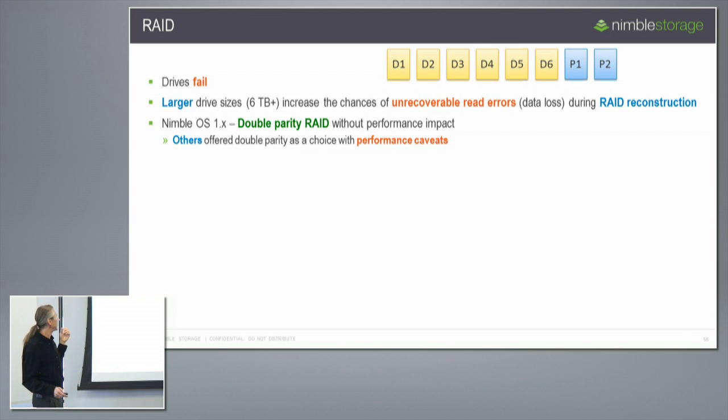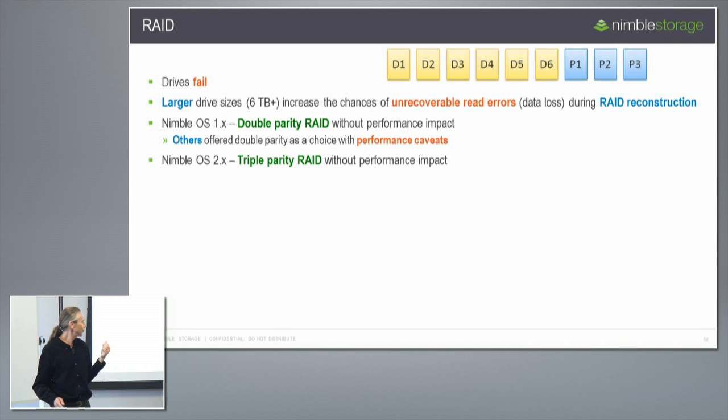Now others at the time offered double parity, but as a choice and with a performance caveat. That's why there was a choice. For us, there's no need to give it a choice. With NimbleOS 2.1, I think, we offered triple parity RAID. So there are 3 parity disks now there.